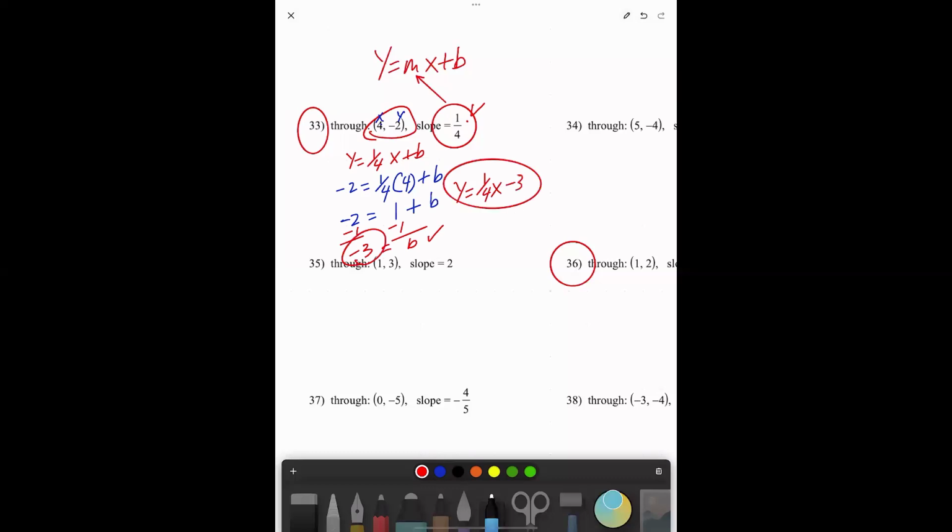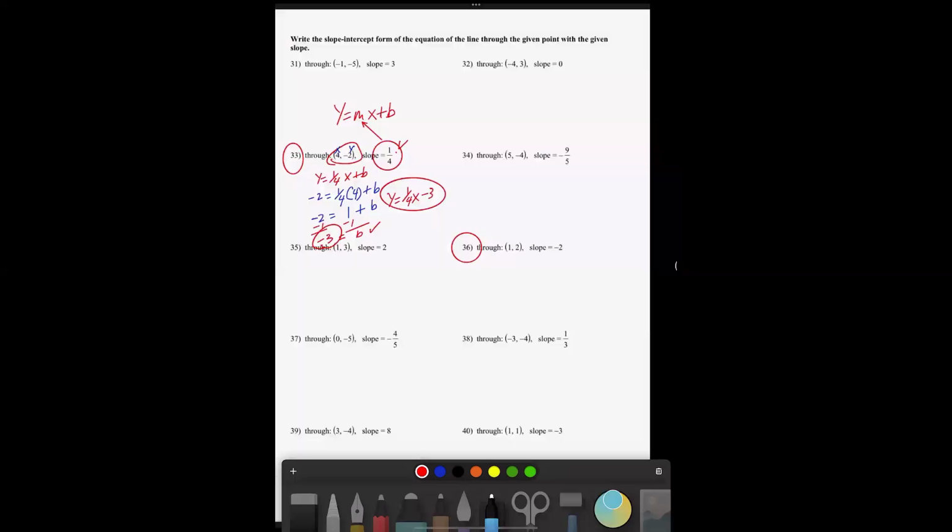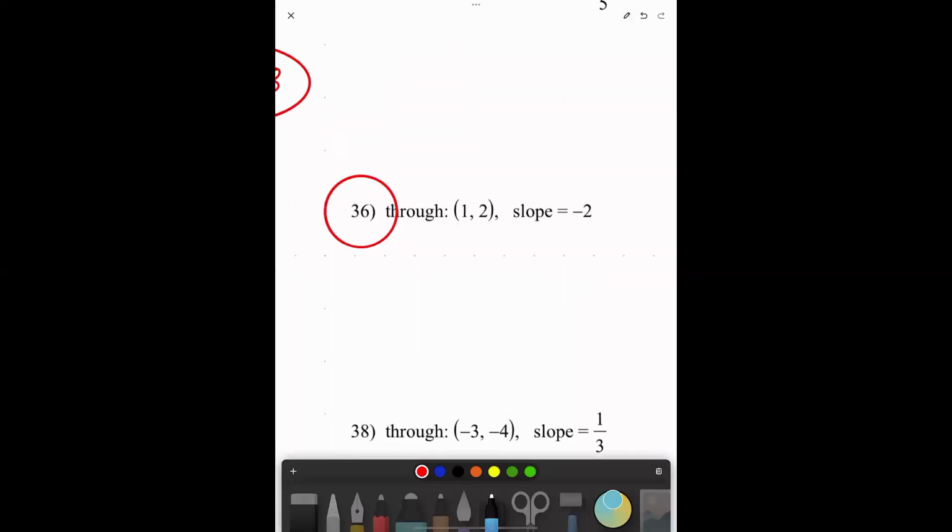All right, let's do number 36. Number 36 is, again, we're going to use this equation. We're going to put in a -2 for the slope.